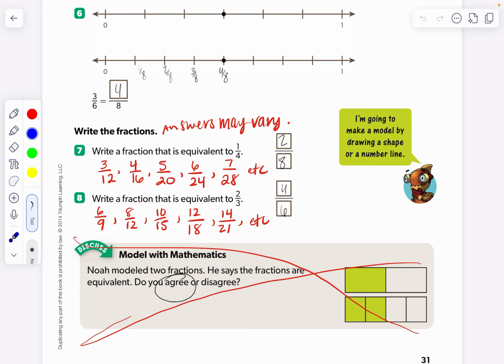It is important, though, to know that their answers may vary, right? Depending on what they choose to multiply by the fraction that they started out with, right? 1/4 times 2/2 gives you 2/8. However, 1/4 times 3/3 gives you 3/12, right? So depending what they choose to multiply by, students may get different answers, and that's okay.